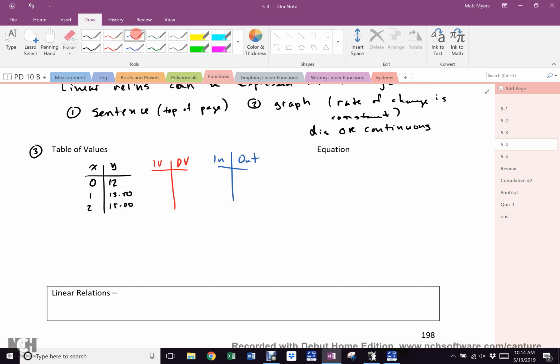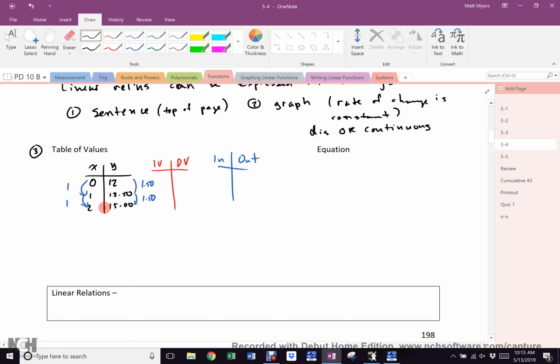Now, this is what you do if you don't have a graph. I went up by 1, yes? I went up by 1.50. Now, if that happens once, do you have a linear relation? No, because any 2 points would have a rate of change, yes? It must happen at least twice. Since these are all the same and these are all the same, you know it's a linear relation.